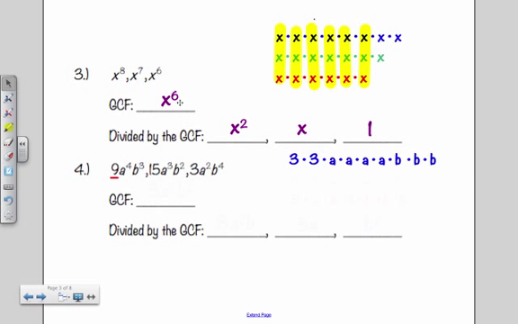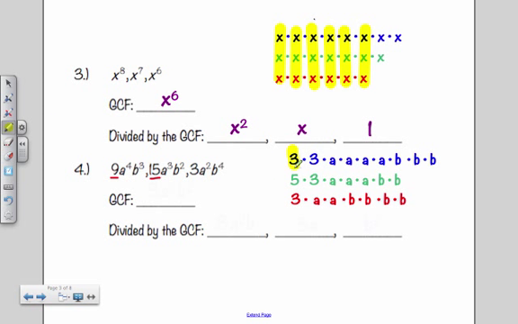Similarly, I'm going to do the same thing with my coefficient of 15. So 15's factors are 3 and 5, and then a to the 3rd means 3 a's multiplied together, and b to the 2nd means 2 b's multiplied together, so it looks like that. And then 3a squared b to the 4th, 3 is prime, and then everything else is exactly like we talked about before. So same thing, I'm going to go through and highlight everything that's in common.